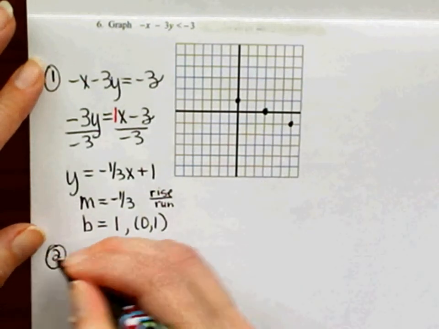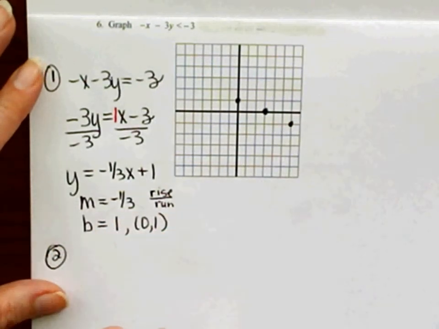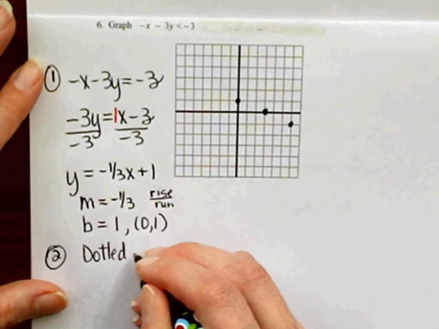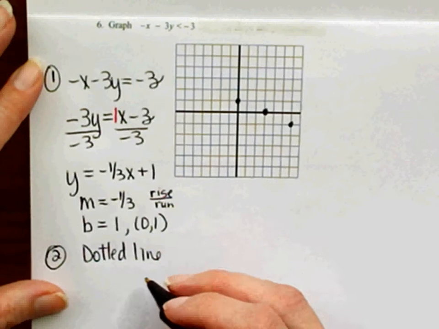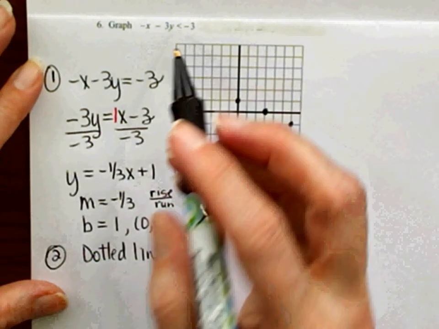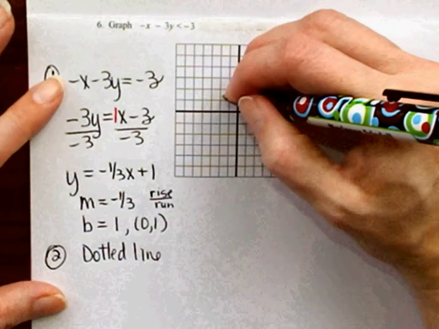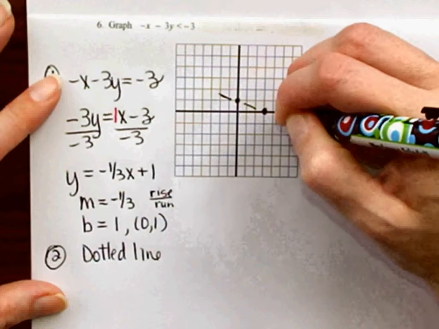Alright, step 2. I've got to determine if it's a solid or dotted line. In this case, it's a dotted line. How do I know it's a dotted line? Well, look at the inequality. It's less than. It doesn't have the or equal. So it's going to be a dotted line. Some textbooks refer to it as dashes.